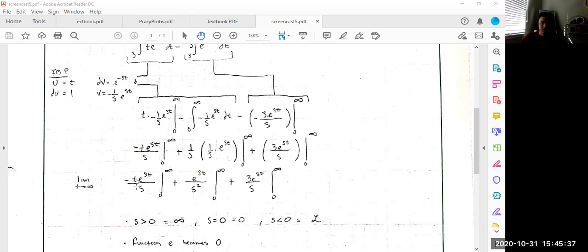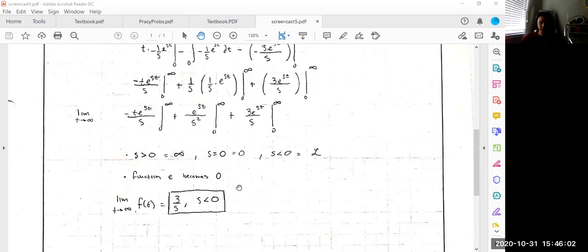That makes the top 0, because as t gets greater and greater, s is a negative number. e to the negative infinity, or to a larger negative value, is 0. It goes to 0. So that's the same for both of these two. And then the last one, when taking that, leaves you with 3 over s through L'Hopital's rule. And that actually gives you the final limit as t approaches infinity. So the Laplace transform of the initial function, the two-piece function, is 3 over s, with s being less than 0.